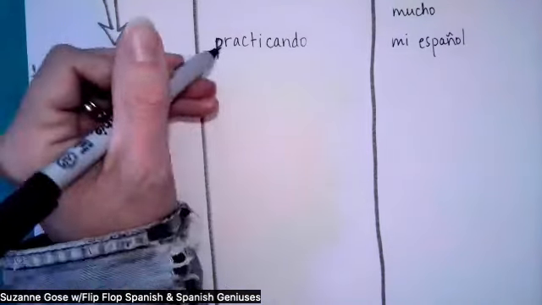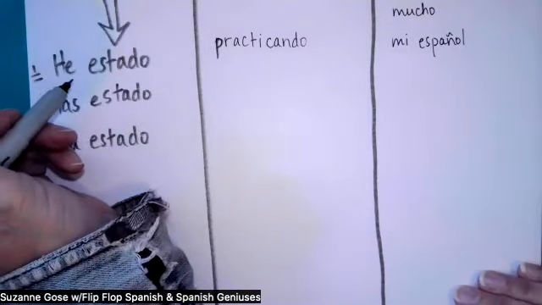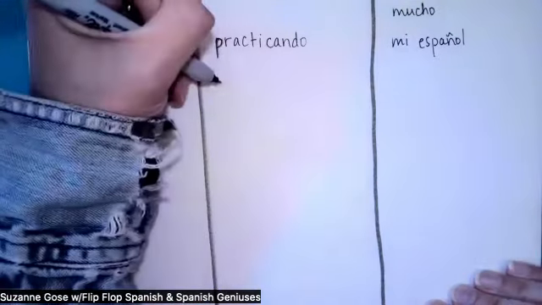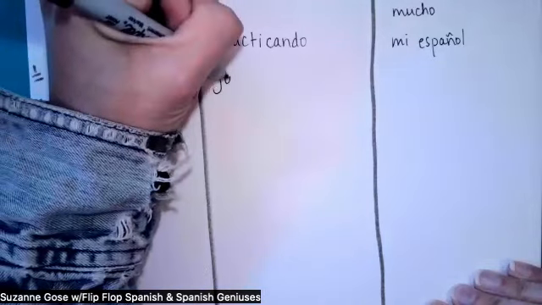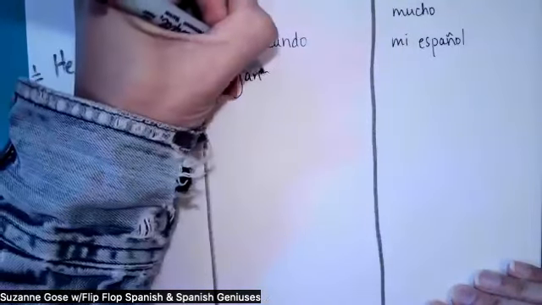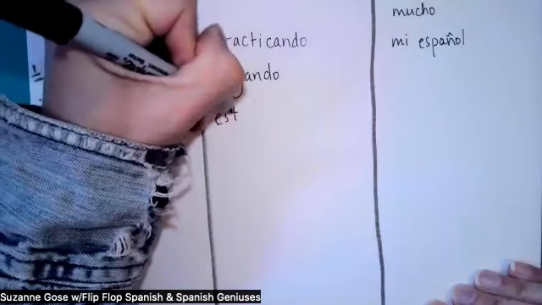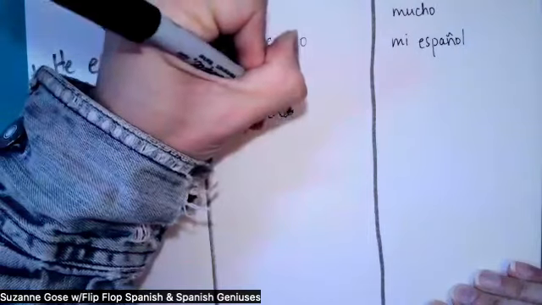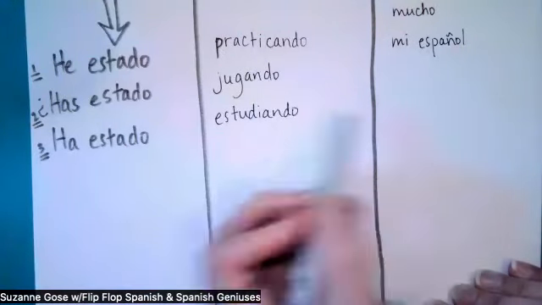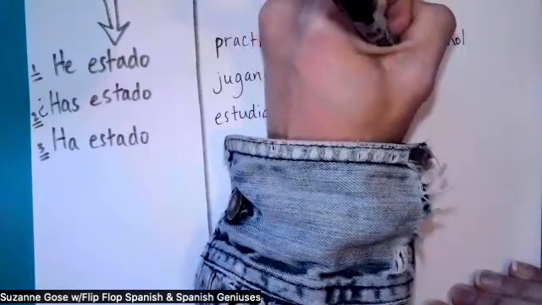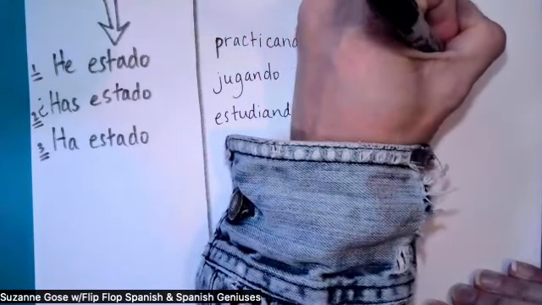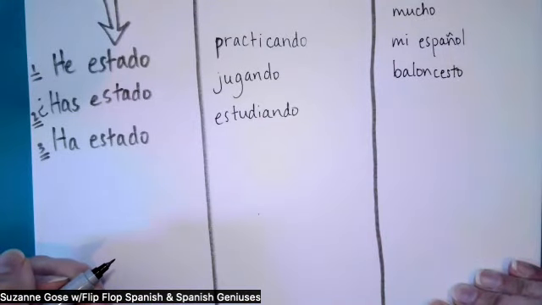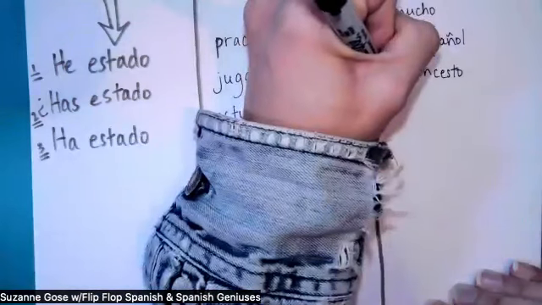So what are some other verbs we can say? So if somebody says, hey, what you been up to? What you been doing with yourself lately? He estado, what? Playing. Okay, jugando. But don't tell that to your grandparents. Tell them you've been studying or something. Estudiando. But jugando, yeah. Unless you say he estado jugando, what? Baloncesto? O videojuegos, Caleb. Videojuegos.